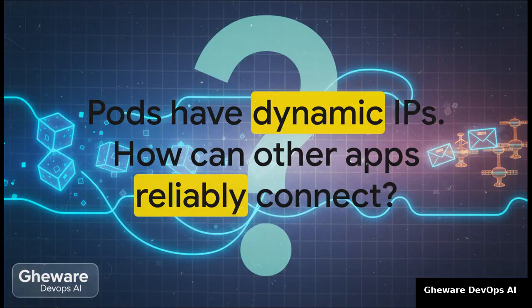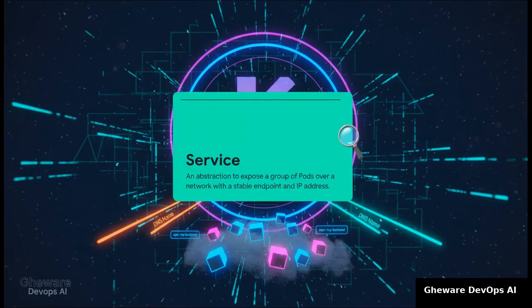Think about it. Because our pods are ephemeral, every time a deployment replaces one, the new pod gets a completely new and random IP address. So how is anything else supposed to talk to our application? It's like trying to call a friend whose phone number changes every 5 minutes. It's impossible. And that is the entire reason this service object exists. It's the elegant solution to this problem.